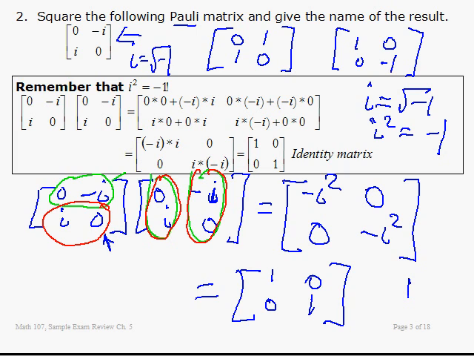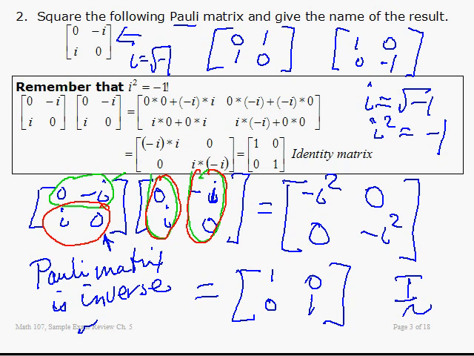This matrix is the identity matrix, and because it's the identity matrix, this means that the 2 matrices that multiply together to give the identity are inverses of each other. This means, and this is one question for the test, that the Pauli matrix, in fact all of them, is the inverse of itself. Its own inverse.